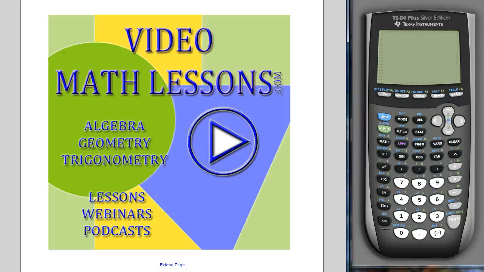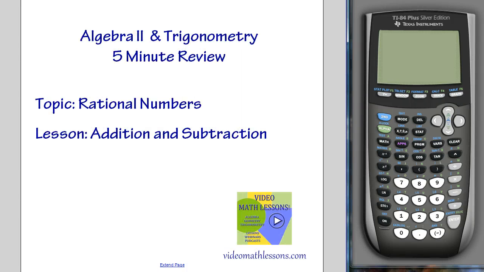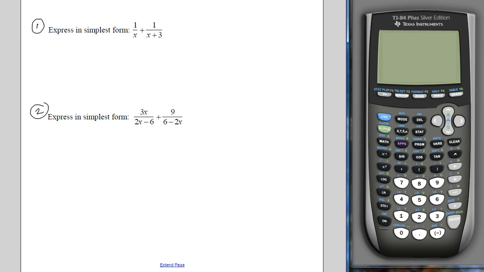Hi, welcome to VideoMathLessons.com. Tonight we're going to talk about a 5-minute review for Algebra 2 and trigonometry. What we're going to talk about are rational numbers, and in this case addition and subtraction. These are the adding and subtracting of fractions, which some people have difficulty with. So we're going to review it, and just remember, you can do this.